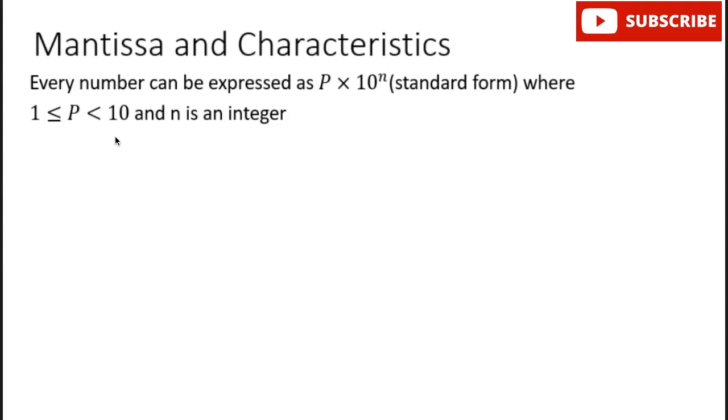So my main business is to show students how to use the calculator in the same way as the four-figure table. Before we go to the table, let's look at the mantissa and the characteristic. Every number can be expressed as p times 10 to the power n, that is in standard form, where p is greater than or equal to 1 but less than 10, which means that the value of p ranges from 1 to 9. So to use the calculator in the same way as the four-figure table, you express every number in this form.